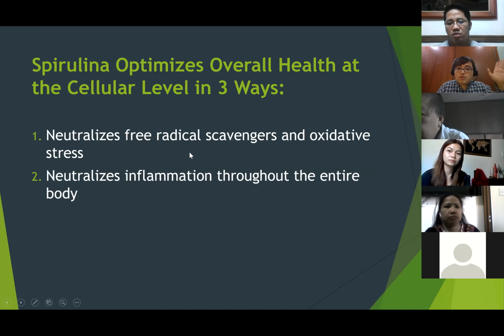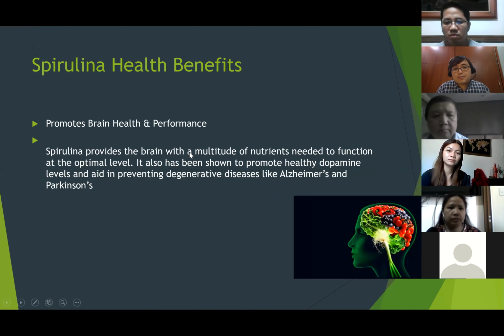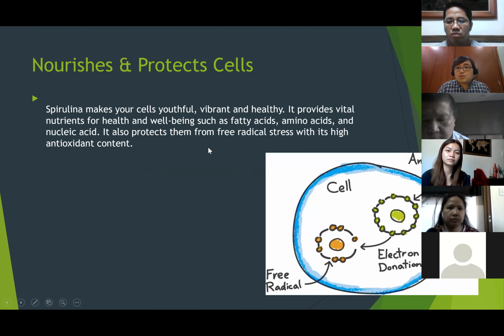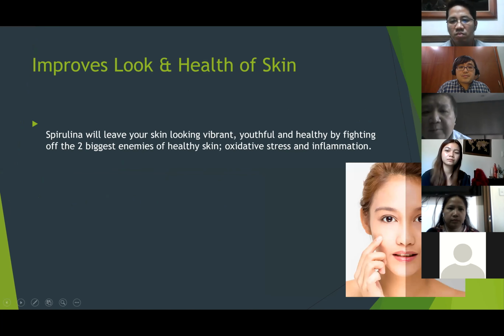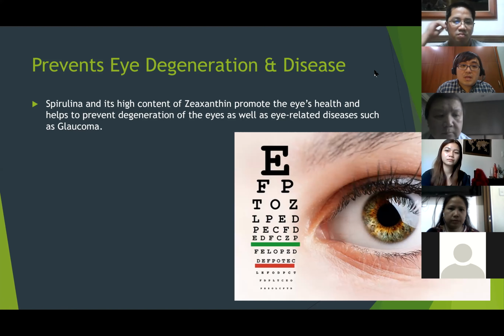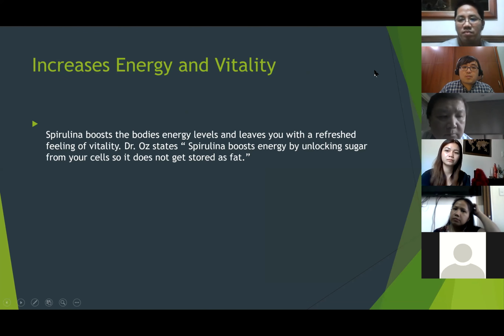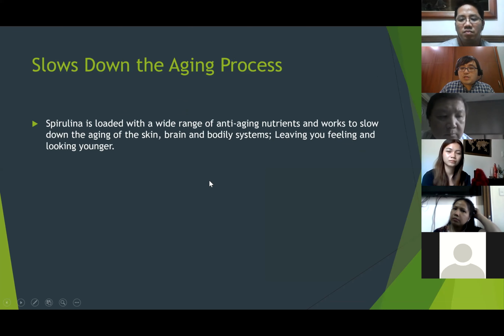What does it do? Neutralize free radicals, neutralize inflammation, alkalize the body, okay? So I just do it fast. This one no need to say. Protect against cardiovascular disease, definitely. They can have all this information. They can have vitamin D and vitamin E inside, okay? Prevent eye disease because of beta carotene. Increase energy because of the B complex, highest B complex in the world. Slow down aging because it has all the anti-aging SOD inside. Okay.